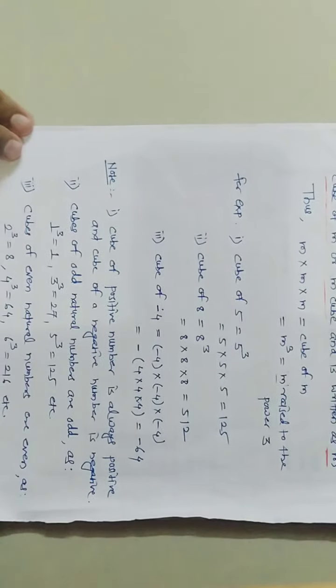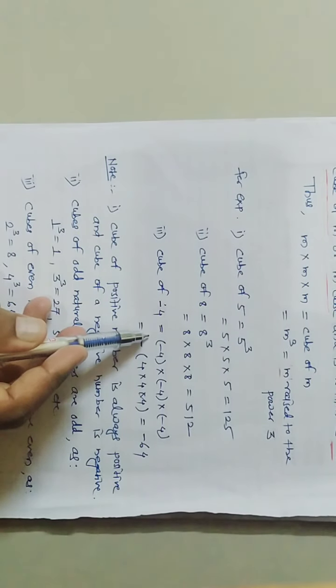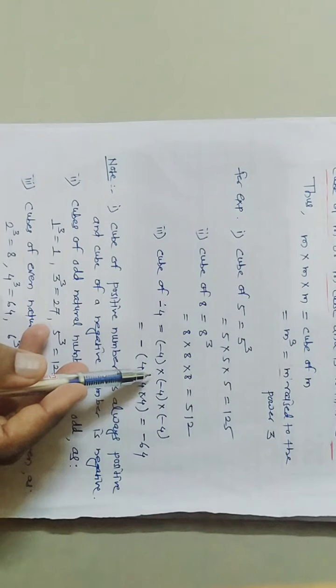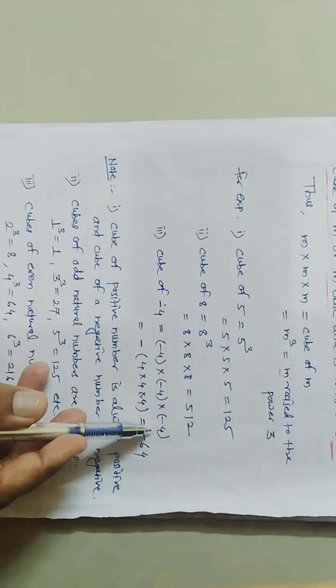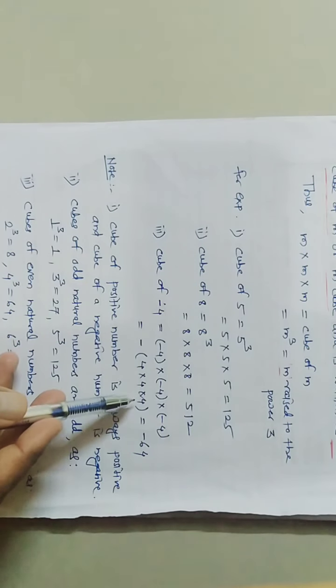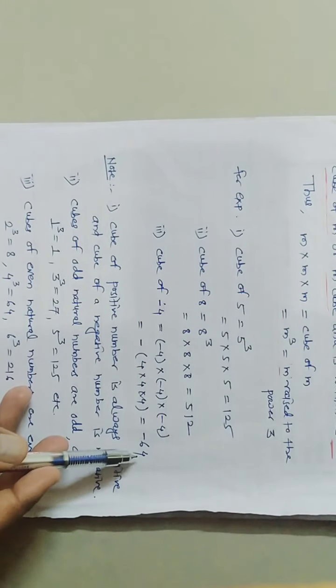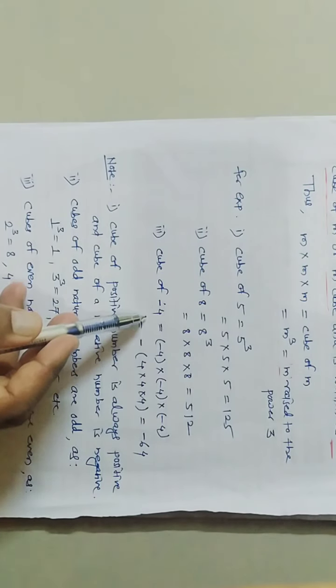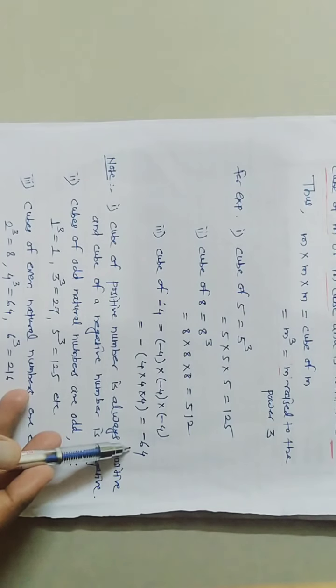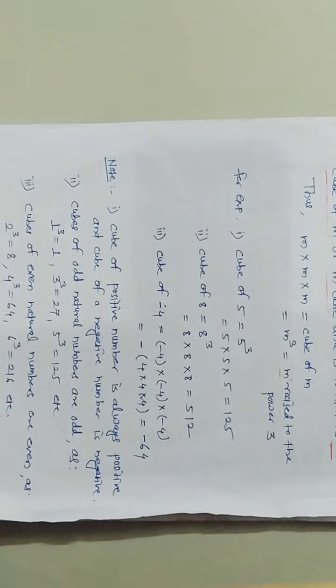Now third example, cube of minus 4 is equal to minus 4 multiplied by minus 4 multiplied by minus 4. Take minus common, in brackets 4 multiplied by 4 multiplied by 4, so 4 fours are 16, 16 fours are 64, so cube of minus 4 is minus 64. Now we'll see important notes.